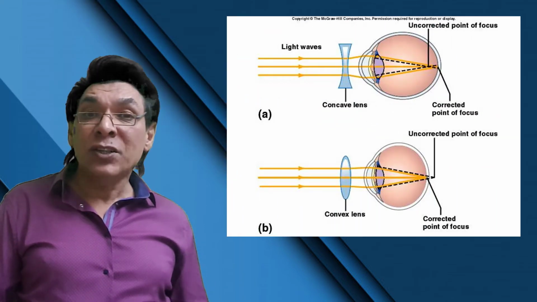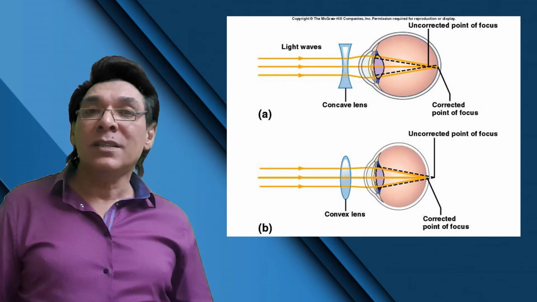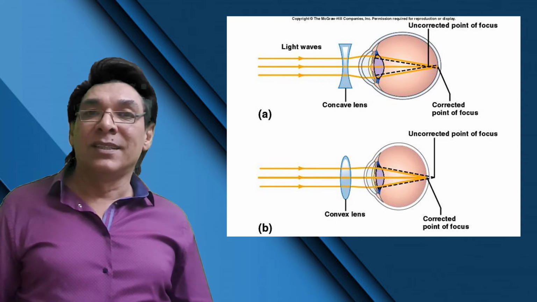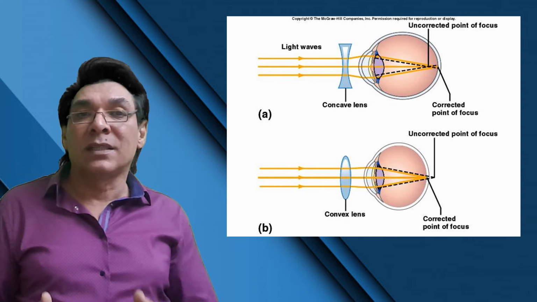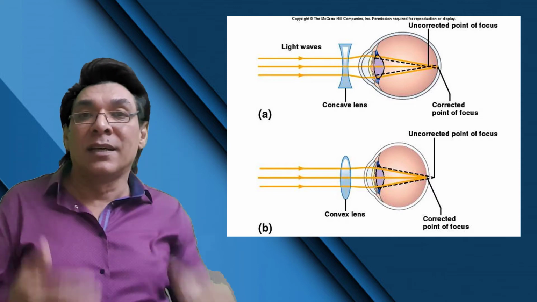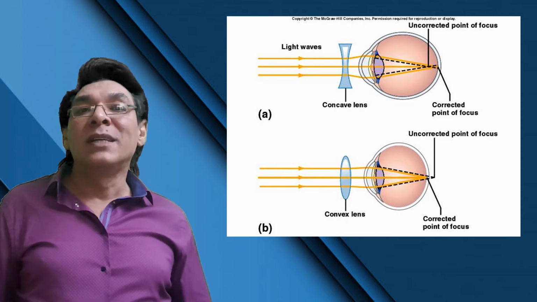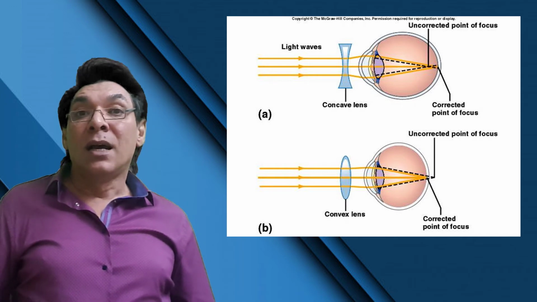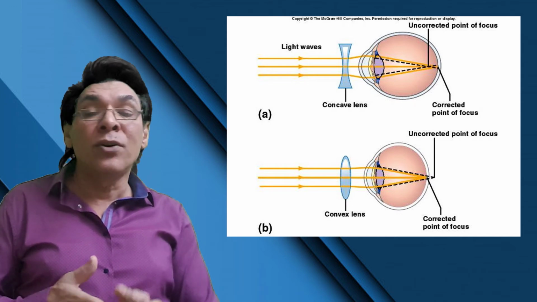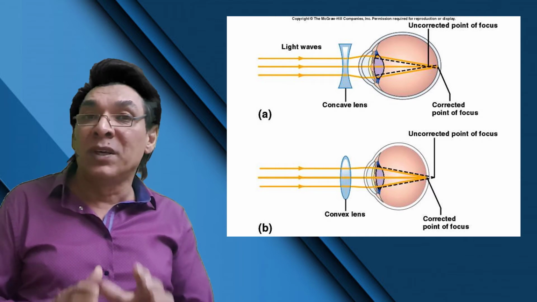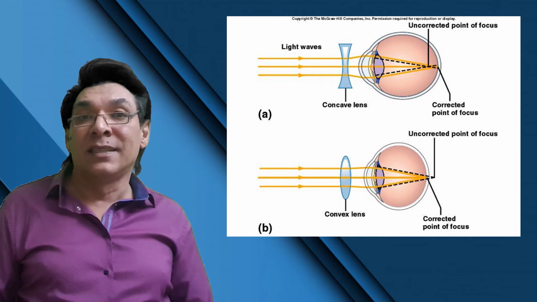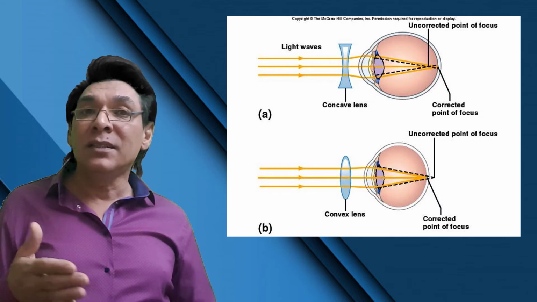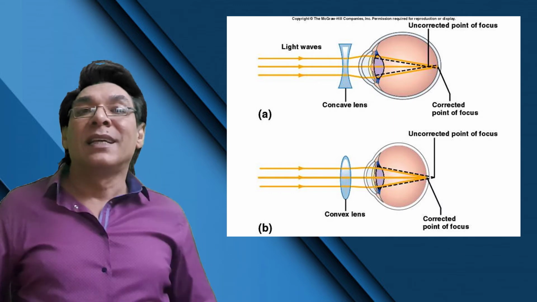Refraction disorders. First is myopia, or nearsightedness, where light is focused in front of the retina. It's corrected with a concave lens or minus lens. Next anomaly is hyperopia, or farsightedness, where light is focused behind the retina, corrected with a convex lens.